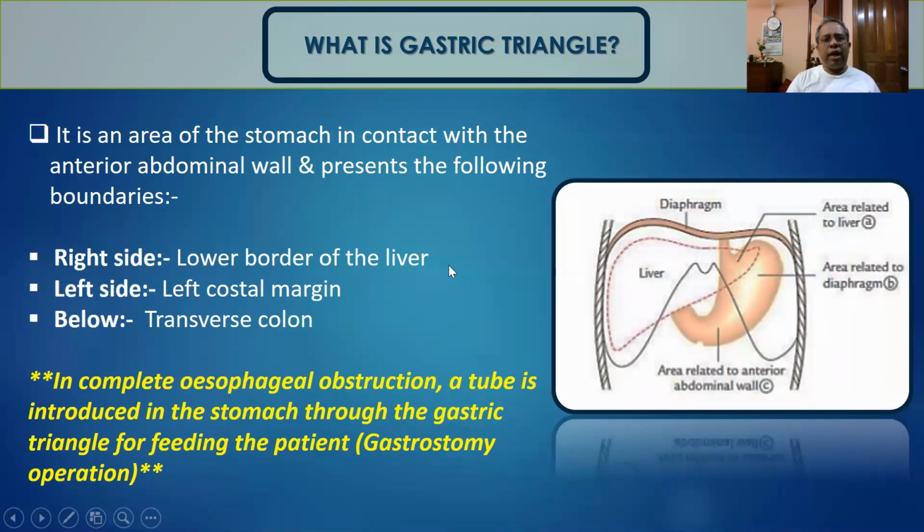So the lower part of the liver on the right side, the left costal margin on the left side, and the transverse colon below. In complete esophageal obstruction, a tube is introduced into the stomach through the gastric triangle for feeding of the patient. Not only in complete obstruction, but also in case of cerebrovascular accident, whenever the patient needs long-time Ryle's tube feeding, in those cases you can put a gastrostomy tube. So through this triangle, we can easily put tubes into the stomach, which is called feeding gastrostomy.